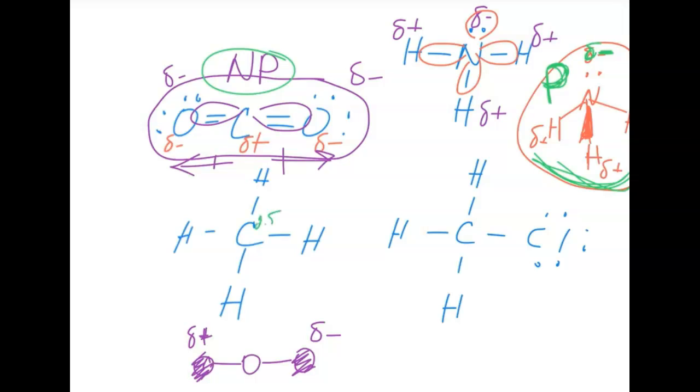Let's do another example. Methane, CH4, carbon and hydrogen, 4 bonds here. You can see the difference of electronegativity is small, 0.4. That gives us 4 non-polar bonds. That automatically means that this molecule is non-polar.